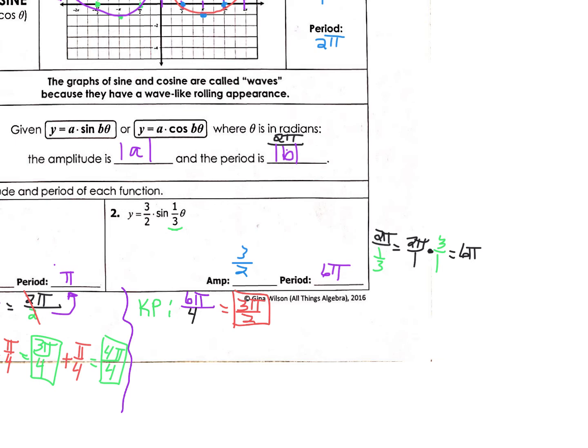We start with 0 100% of the time. So our first key point would be 0. And then we're going to add 3 pi over 2. So our next key point is 3 pi over 2. As you can see, we're jumping pretty far ahead. And then we're going to add 3 pi over 2. So our next key point is going to be 6 pi over 2. That gives us 3 pi. Add another 3 pi over 2. And we get 9 pi over 2.